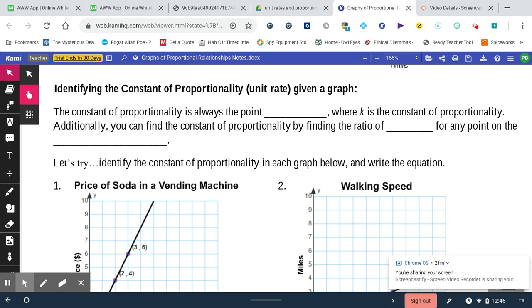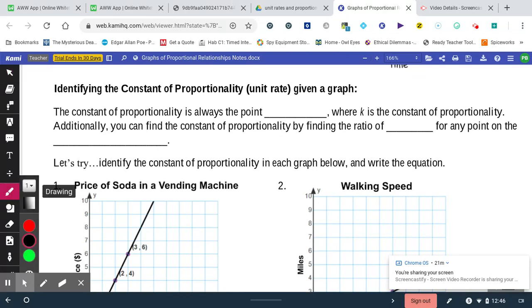All right, but for right now, I want to give you a graph, and I want to see if you can tell me what the unit rate or the constant of proportionality is from that graph. So we're just going to find k from this graph. The constant of proportionality is always the point 1, k. And I'm going to tell you what that means.